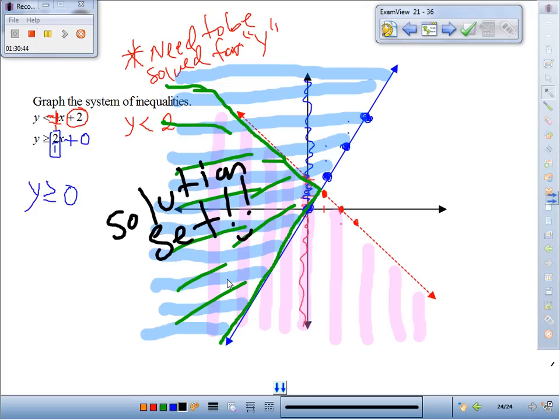Did everybody understand what we did? Now, why was it a solution set? Because check this out. If I was to pick a point from anywhere in here and I substitute it into both inequalities, it's going to make each inequality true. Okay? Yes.